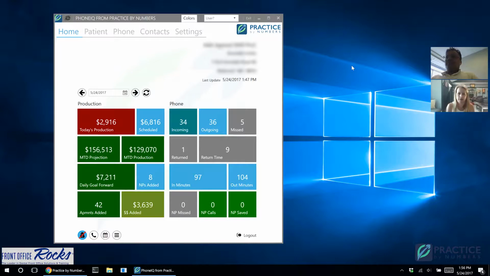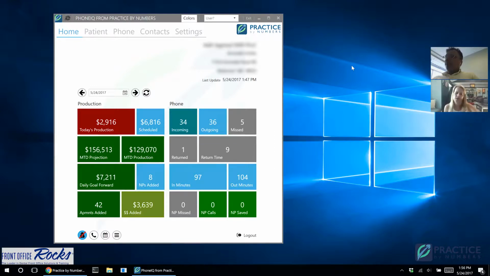How many calls are we having in? How many calls are we having out? How is the staff doing with the phones? So in another video, if you haven't watched it, we started breaking down this PhoneIQ app, the Windows app that goes on the desktop, not the phone app, and what these numbers all mean.